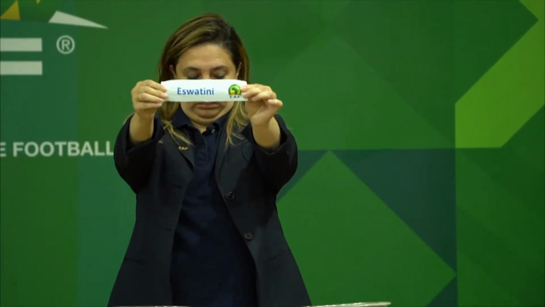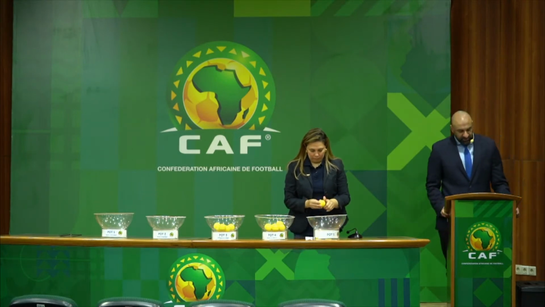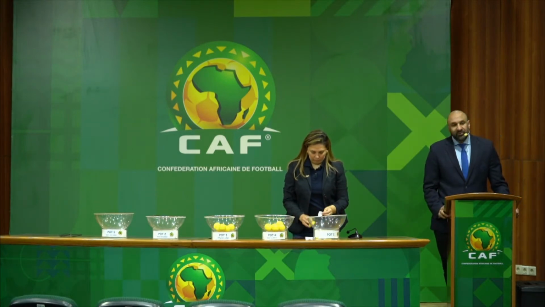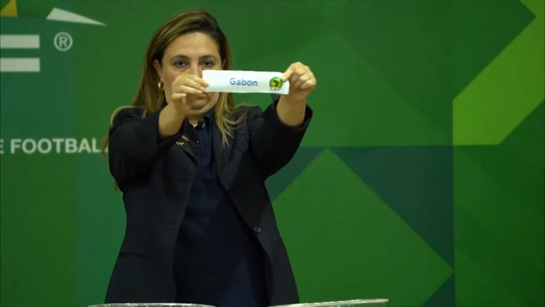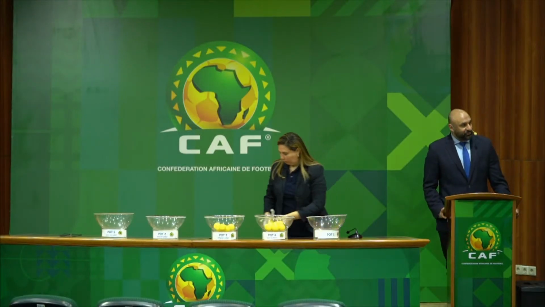Eswatini was eliminated from the first round in the previous edition qualifiers. They will play the first leg at home, and they will play against Gabon. Gabon will play the second leg at home.